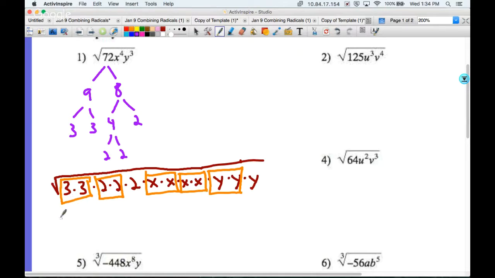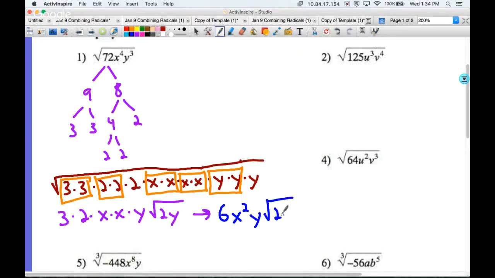So when these come out, I've got a 3 times 2 times x times x times y, so one copy for each pair. And then left behind is a 2y. And this brings us to our final answer of 6x squared y root 2y.